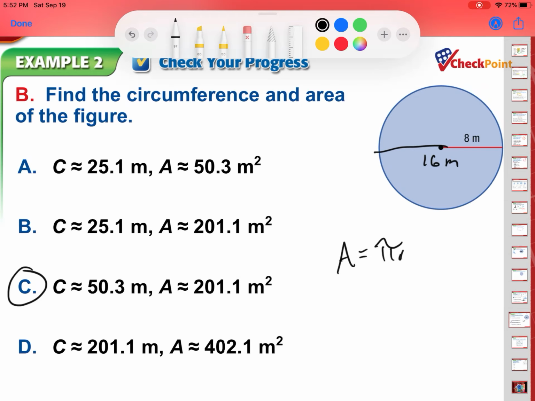And then we can double check our area just to make sure. Area equals pi r squared, and our radius is 8. So pi times 8 squared. 8 squared is 64, so 64 pi. 64 times pi equals 201.06. So that checks out. So it's got to be C.